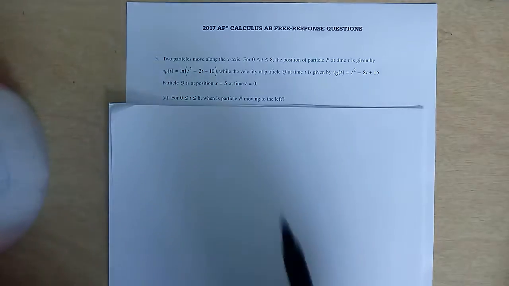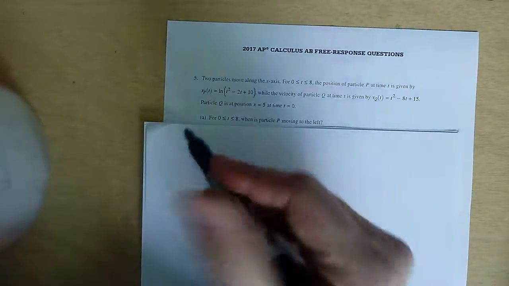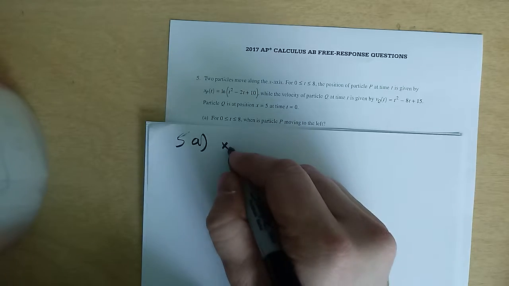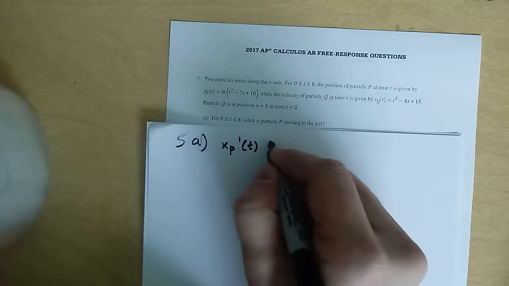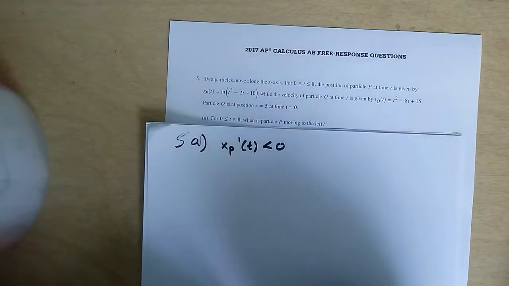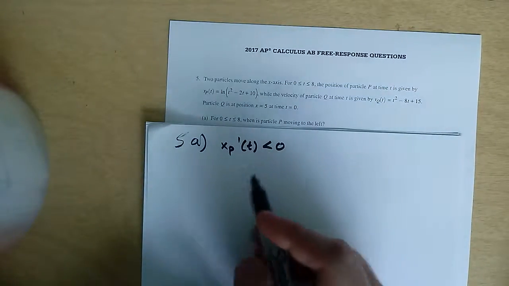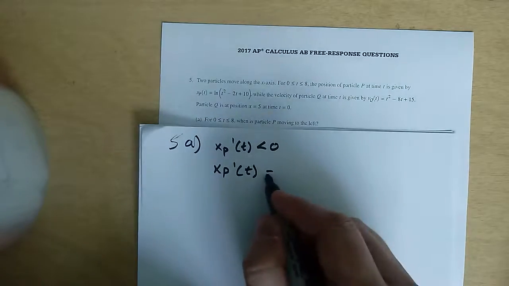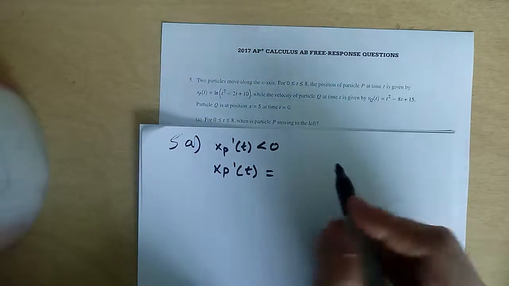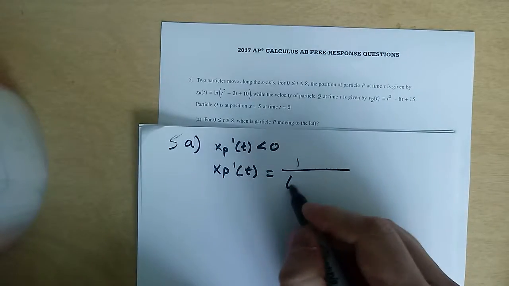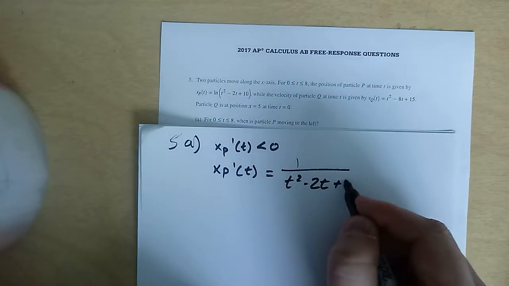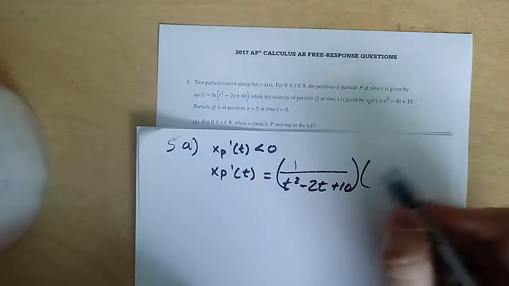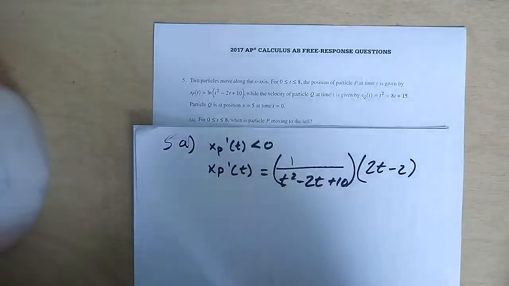When is particle P moving to the left? Another way of asking that question, 5a: when is xP'(t) less than 0? That's the real question, so let's check it out. Well, xP'(t) is going to be equal to the derivative of this, which is 1 over t squared minus 2t plus 10. And I wish it was that simple, but it's then multiplied by the derivative of the inside, 2t minus 2.